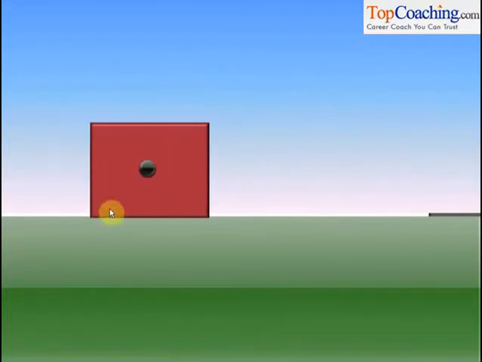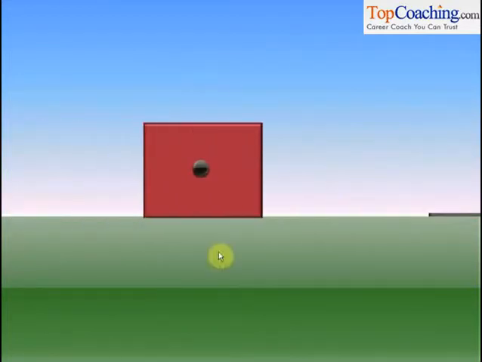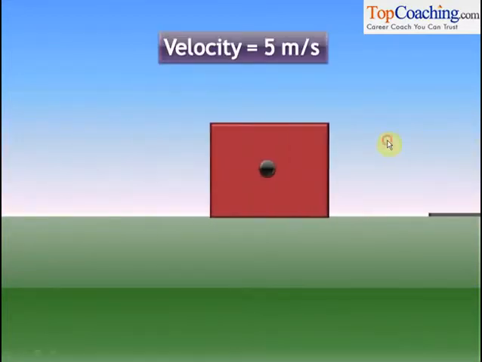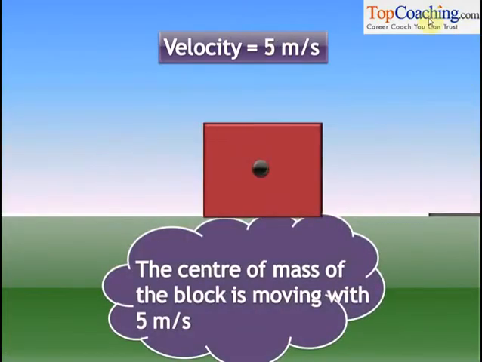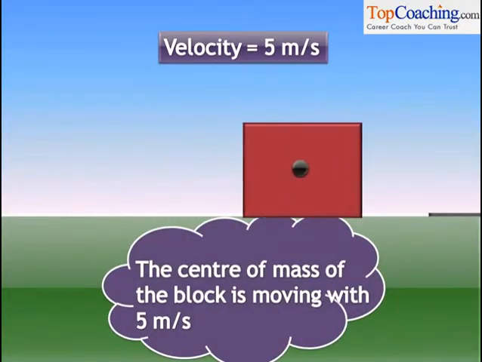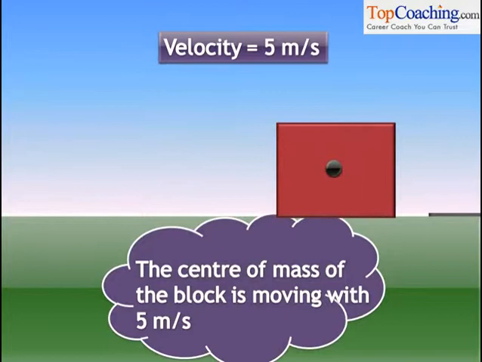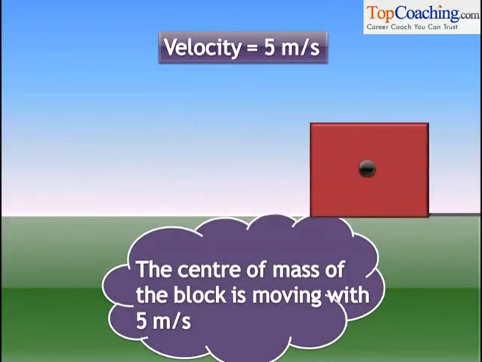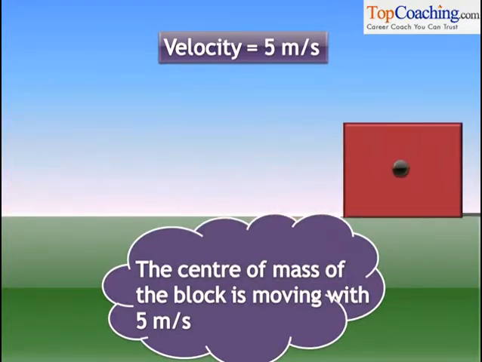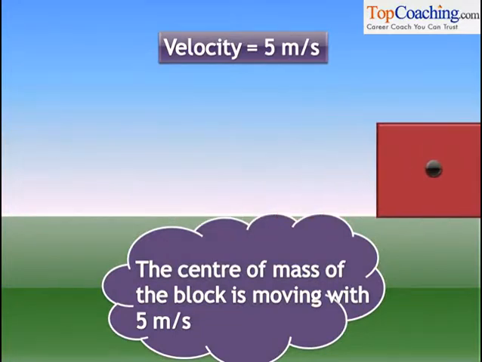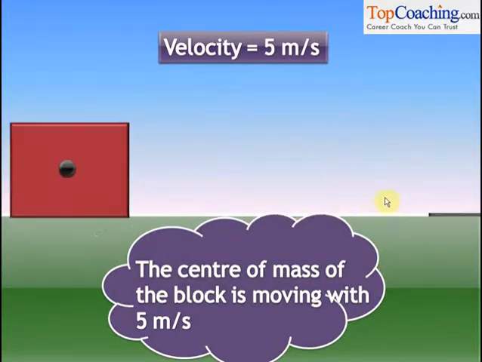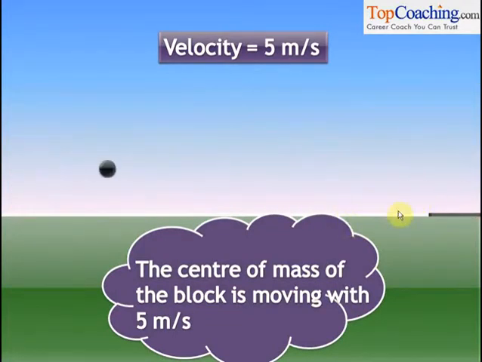So there you go. You can see that in the middle of this block, there's the center of mass of this block. So when we say that the velocity of this block is 5 meters per second, we are basically saying that the center of mass of this block is moving with 5 meters per second. The point which can replace the entire block is moving at 5 meters per second. Something like this.